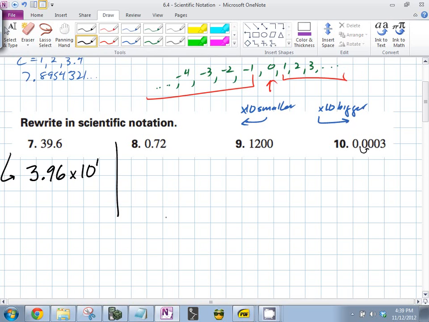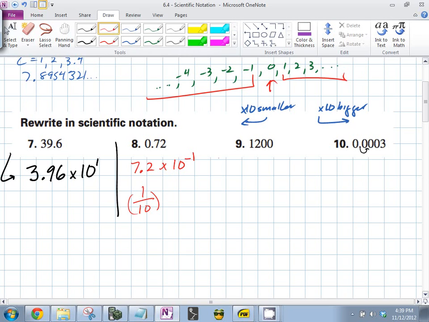0.72 is not in scientific notation because 0.72 is less than 1. So we're going to move the decimal place 1 to the right, which made it 10 times bigger. So we need to balance that out by making it 10 times smaller by multiplying by 10 to the -1, which you all know is equal to 1 over 10, just as a side note.